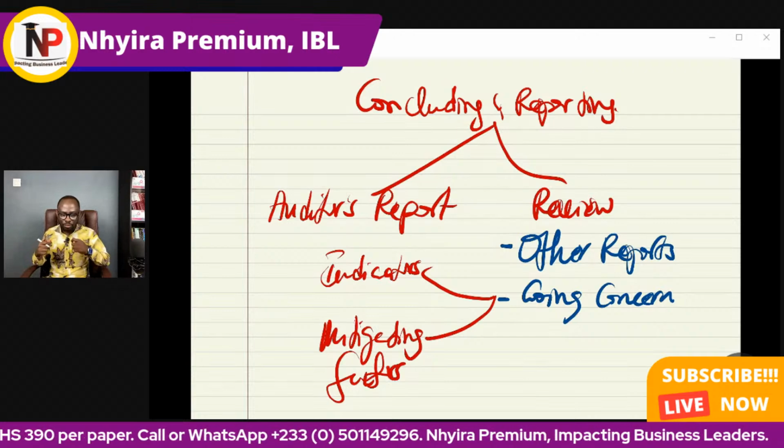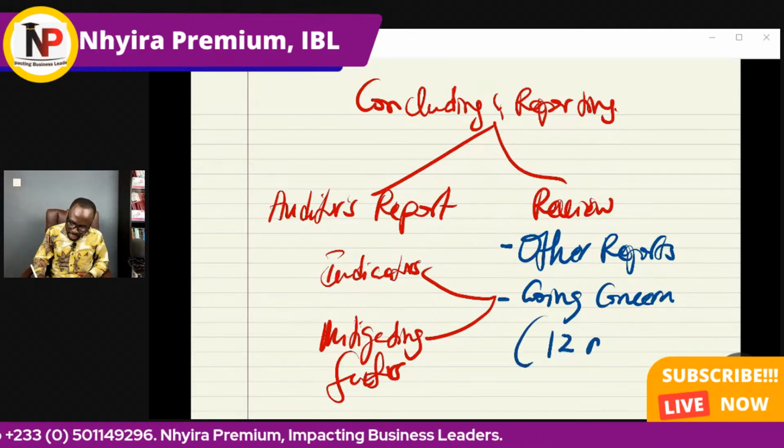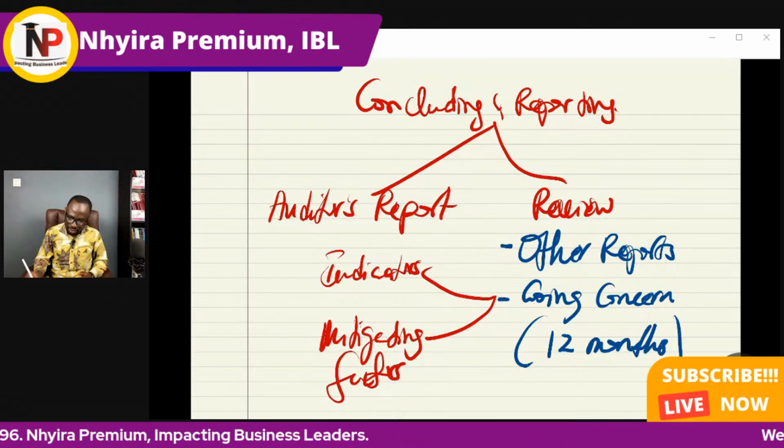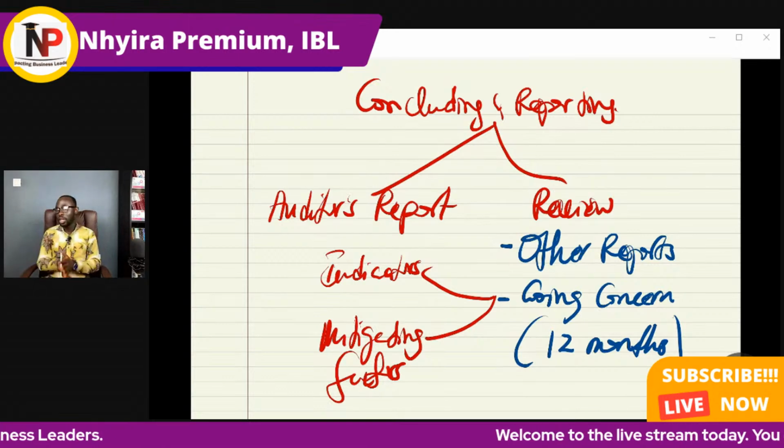We are just assessing whether the entity can operate in the next 12 months. Remember, going concern simply means the ability of the entity to operate in the next 12 months, period. Can the entity operate in the next 12 months? We're going to be assessing that.